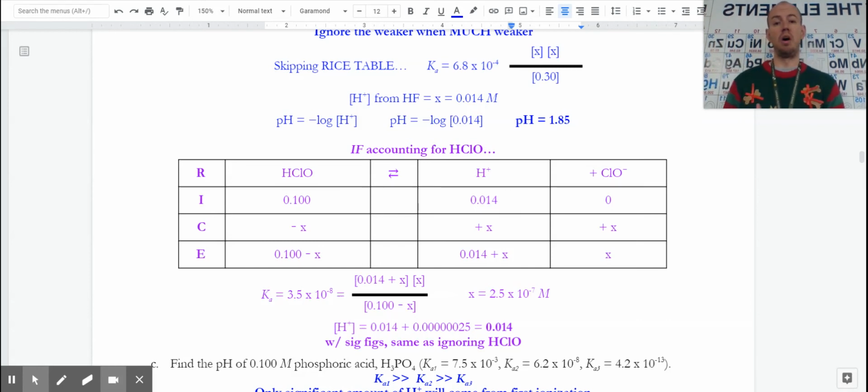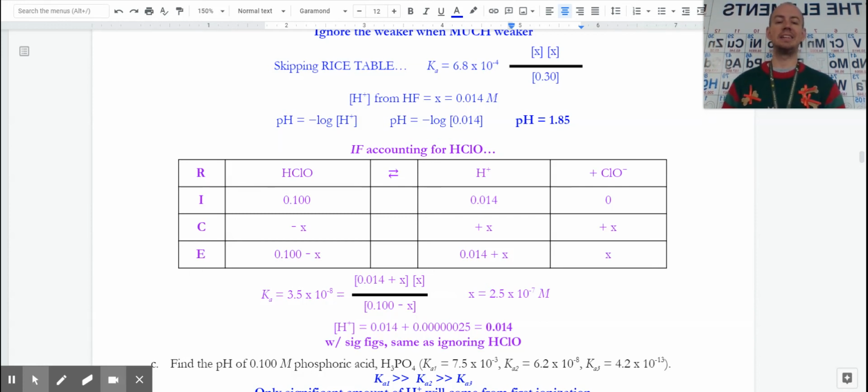That would give us a small number, very similar to what we got on the previous problem. I think it was in number 4 related to HClO. But here, we would have to do the quadratic to get the true answer. And if we got that true answer, we would see that because there's another acid in there, very, very, very little of my HClO ionizes. So in terms of sig figs, it would be 0.000002 in terms of how much more hydrogen ion produces.